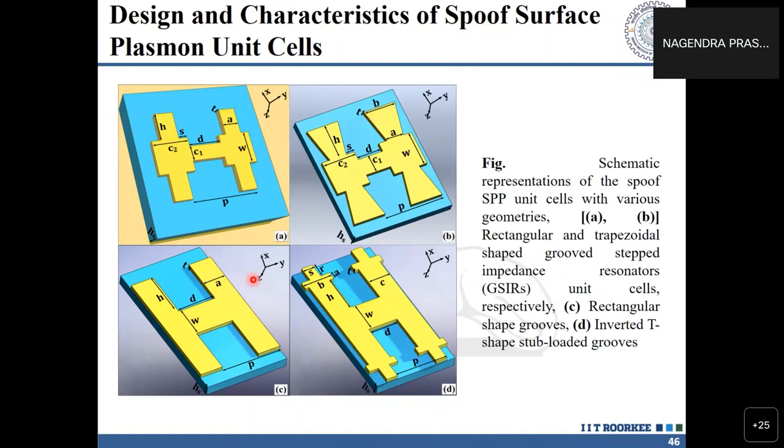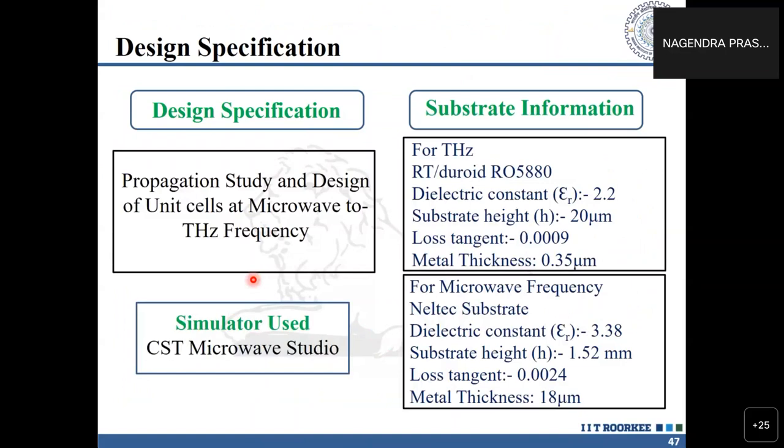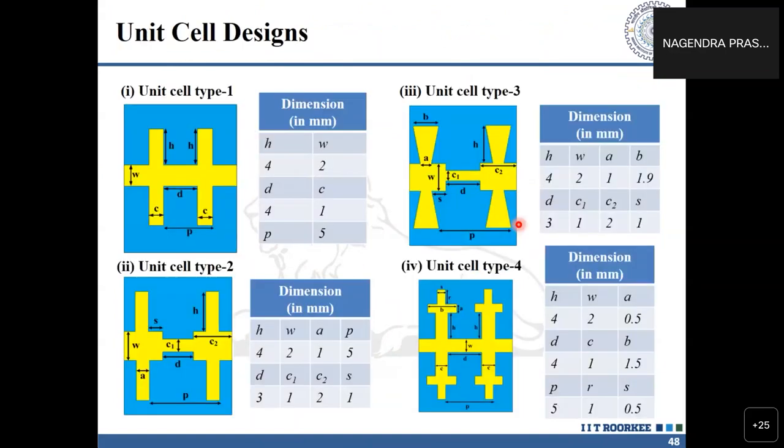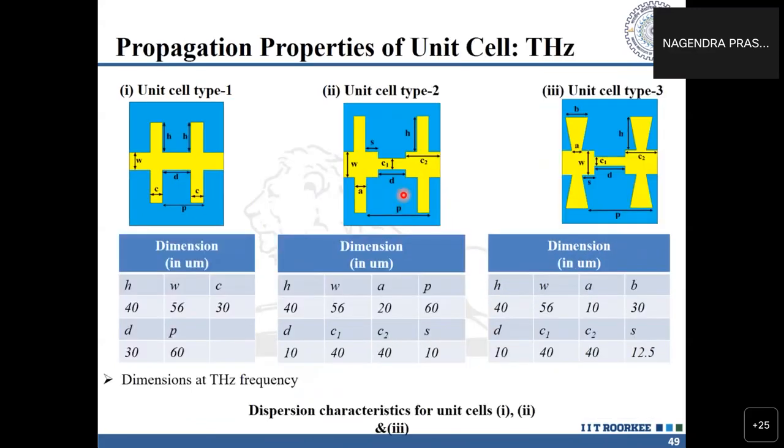Different types of unit cells they tried, like the four unit cell types shown here. Some of the things which are common are mentioned here, such as what simulator they have used and what material properties they are using, for microwave or terahertz frequency. These are different unit cell designs, with some dimensions in millimeter wave mentioned here. Depending upon whether it is a microwave, millimeter wave or terahertz structure, the size will change. But the important factor is that a suitable unit cell is important. Here you can see that most of the dimensions are in microns for terahertz.